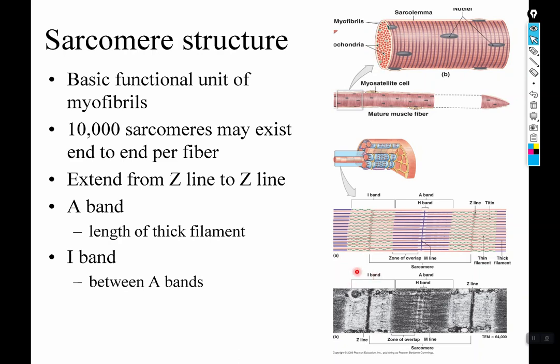So the A band is the length of the thick filament, and don't worry, I will zoom in on all of these and you'll also get a drawing, I just have to wait till my computer is charged up enough again. And the I band is the area between A bands. So let's just have a look at that up close.